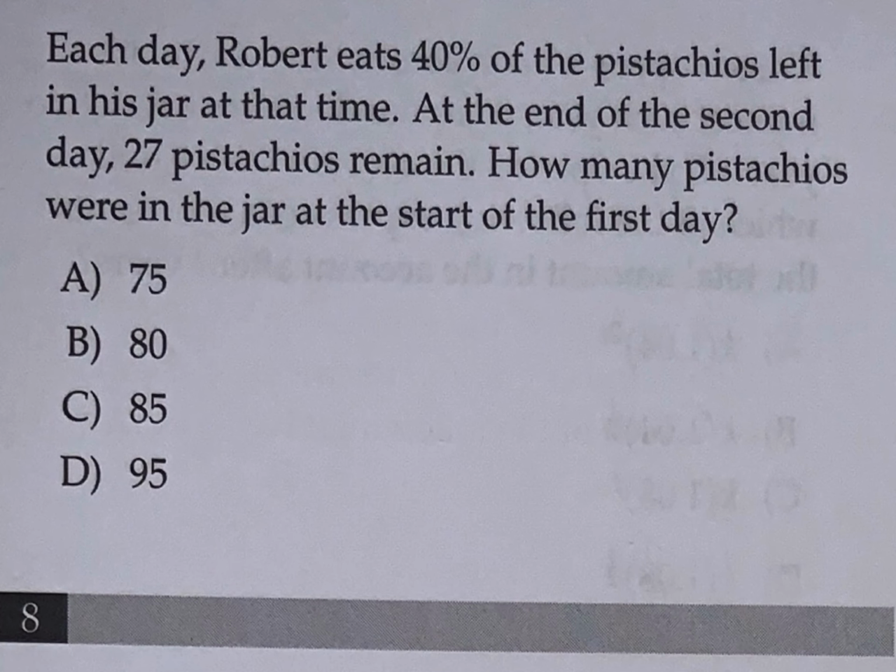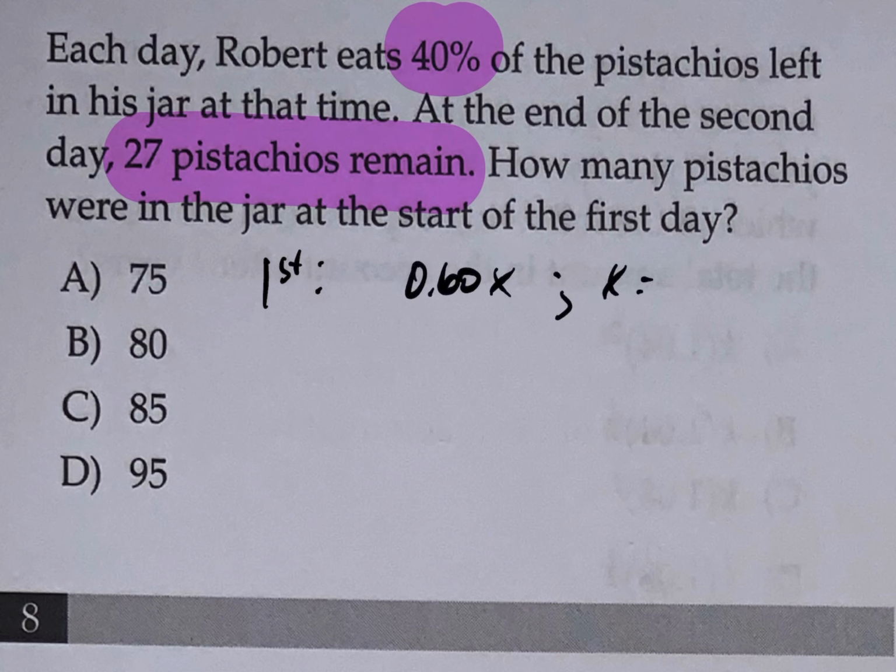So for number 7 here, we have each day Robert eats 40% of the pistachios left in a jar. At the end of the second day, 27 pistachios remain. How many pistachios were in the jar to begin with? So on the first day, Robert eats 40% of the pistachios, so he's left with 60% of the original amount. I'll let X be the original amount.